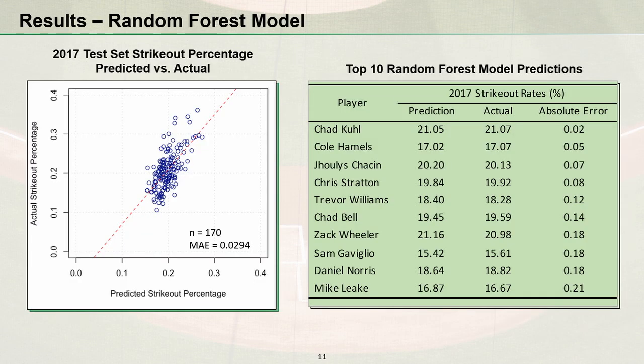There we go. Okay. So what did we learn? A random forest model performed the best against the test set. It had a mean absolute error against the test set of 2.94 percentage points, and almost 87% of the predictions were within 5 points of their actual strikeout percentage. The table on the right lists the 10 predictions with the lowest errors against the test set, and each of these has an absolute prediction error of 0.21 percentage points or less.